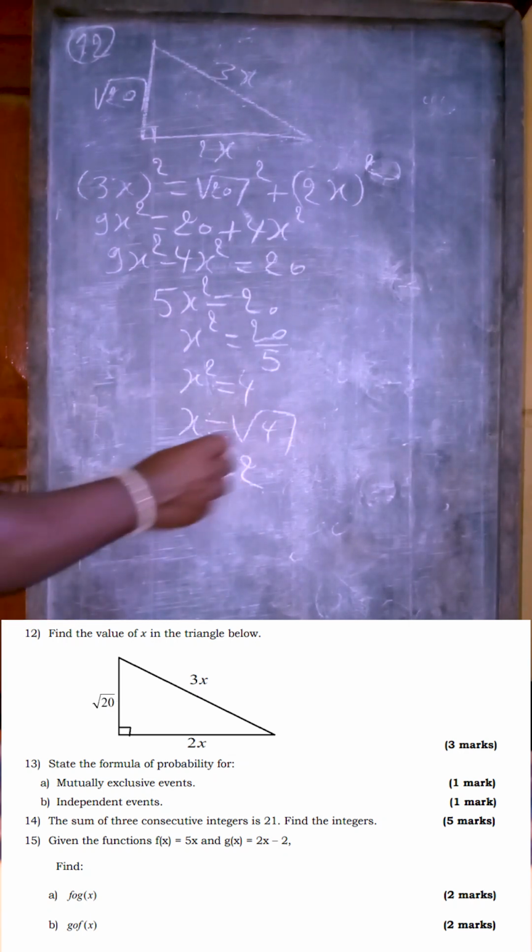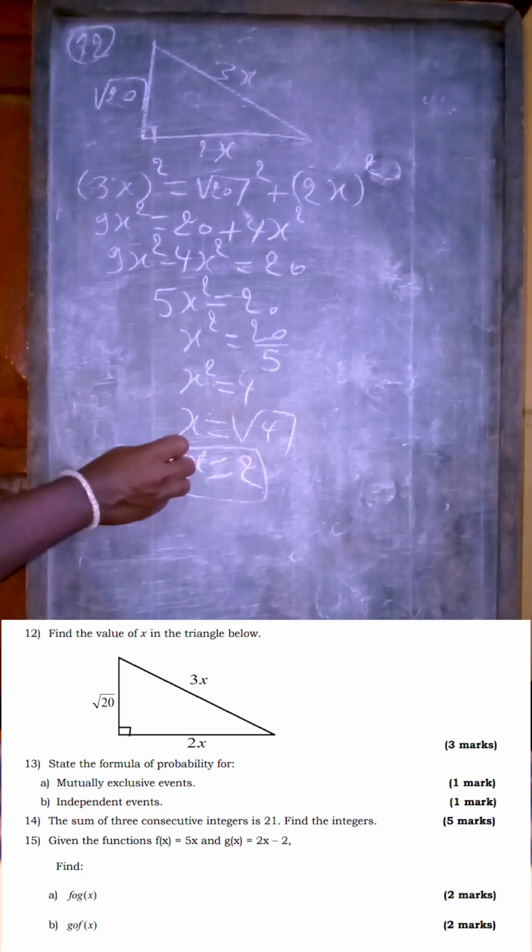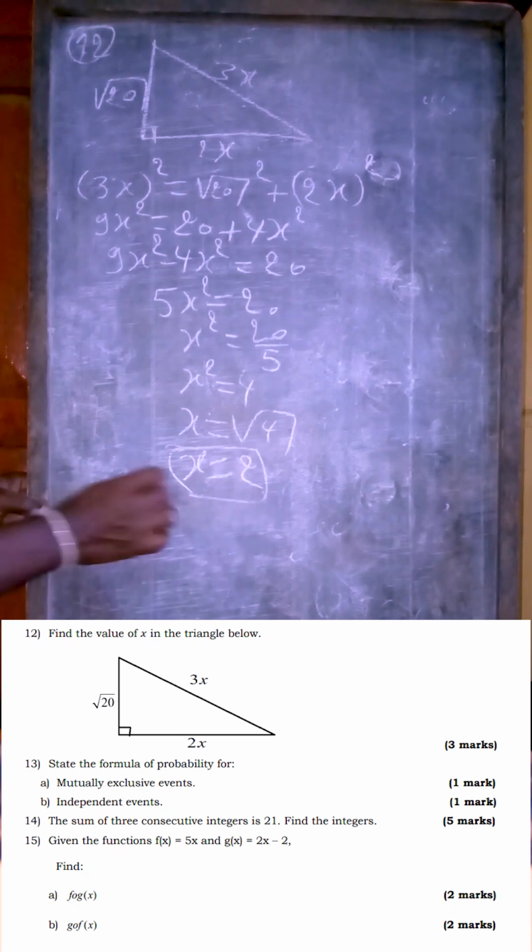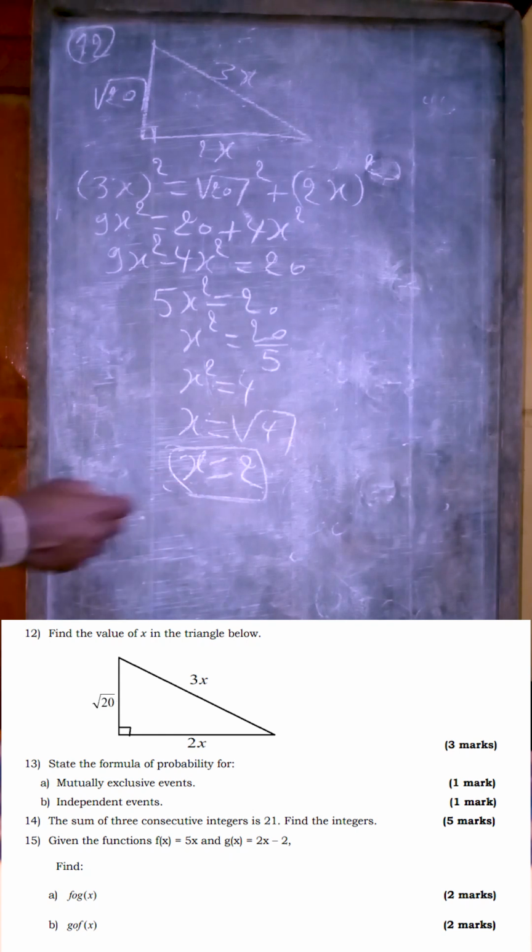It is 2 only because it can also be minus 2, but there is no length which can be negative. Always the length of something must be positive. That's why the answer is only 2. This is question number 12. Let us go to question number 13.